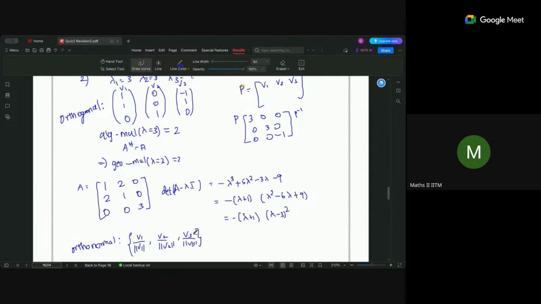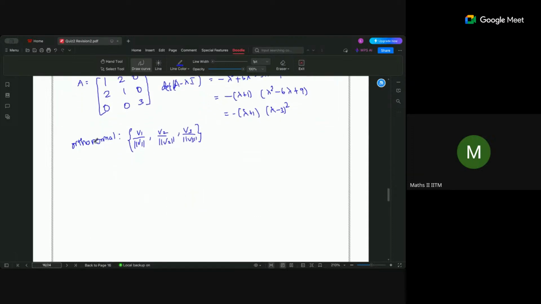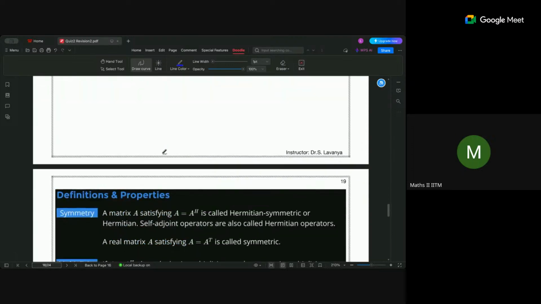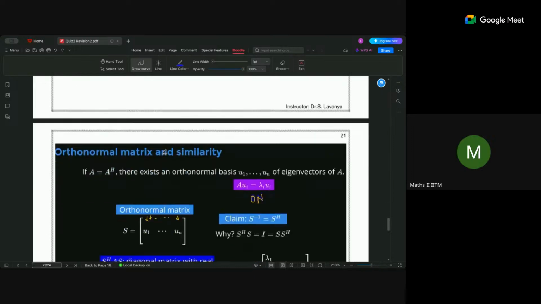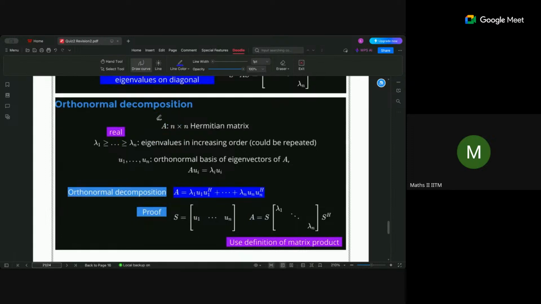Now for this, you don't have to calculate the inverse. You can simply take the conjugate transpose for the inverse. So for self-adjoint, you will get an orthogonal set of eigenvectors, which you have to further convert into orthonormal to apply this property which I mentioned to you. Clear? All right.